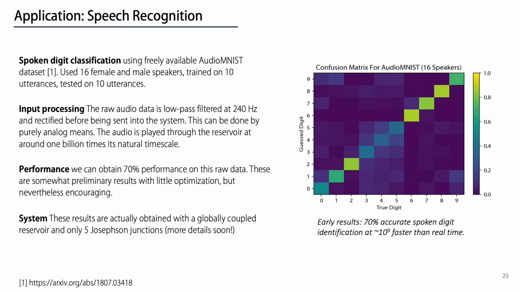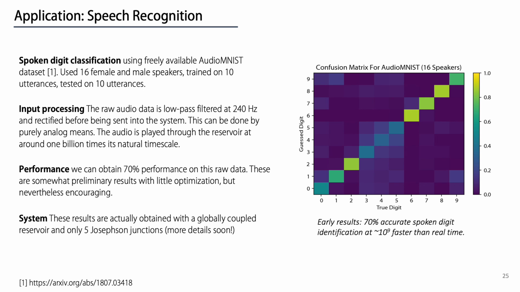The final application we'll discuss today is speech recognition, specifically spoken digit classification, using a freely available dataset, the link to which is shown on the slide. We use 16 female and male speakers, training on 10 utterances and testing on 10 utterances each. The input preprocessing that we use is very minimal. Raw audio data is low-pass filtered with a cutoff of 240 Hz and rectified before being sent into the system. This could of course just be done using an analog circuit. The audio is then played through the reservoir at about 1 billion times its natural time scale.